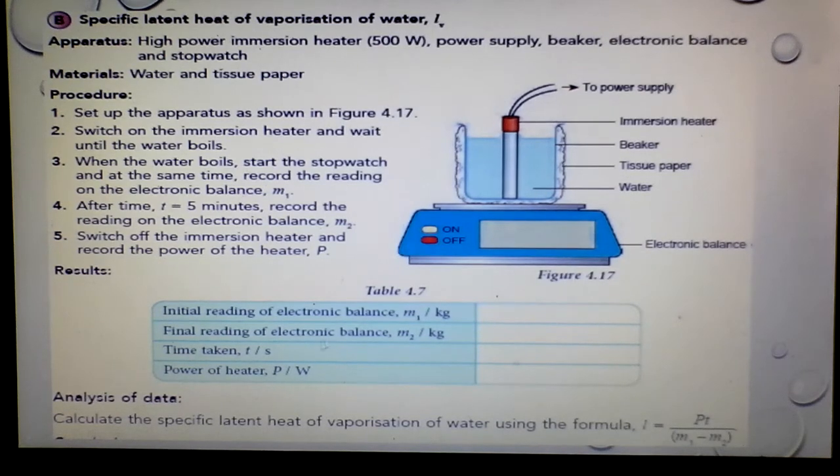So we record the initial reading of the electronic balance M1, the final reading of the electronic balance M2, time taken t, power of heater P. Then we can calculate the specific latent heat of vaporization using the formula L equals Pt divided by M1 minus M2. M1 minus M2 is the mass of the liquid that changed to steam.